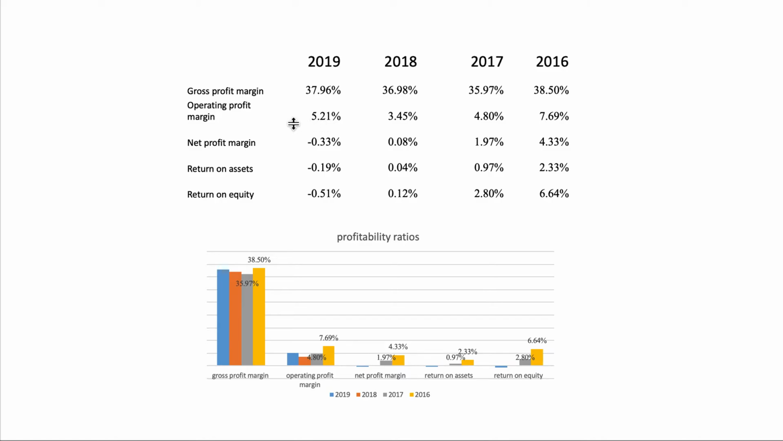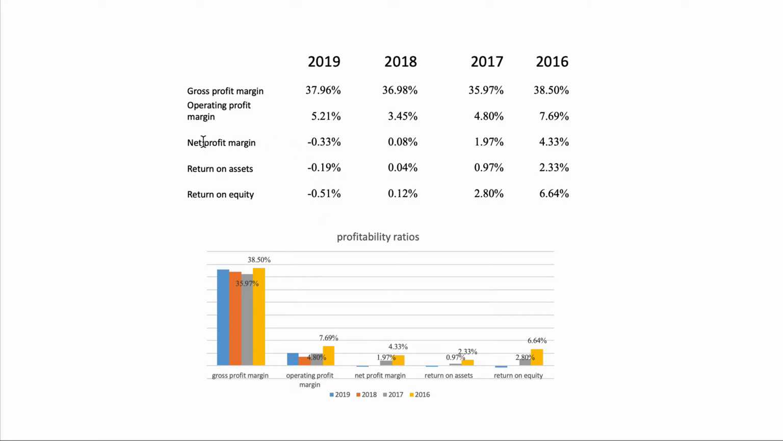Operating profit margin, we can see here it's actually almost the same. 2016 is the highest, then it declined a little, then it declined more, then it rose a little bit in 2019. Net profit margin, now we can see here we have a minus, because the formula is net profit divided by revenue. So in 2019 we can see a minus because there was a loss, and also in return on equity there is a loss, so there is a minus sign here.